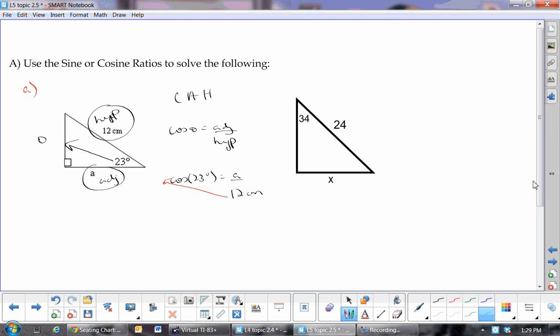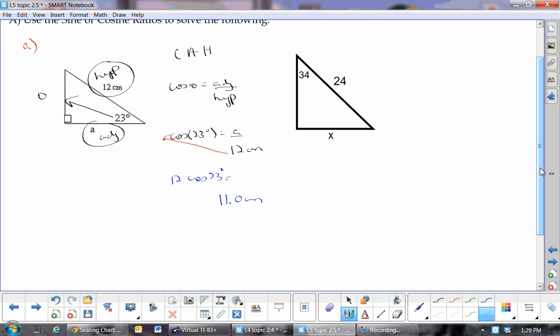Okay, so 12 times cos 23. Does it say how to round? Nope. So let's go 11.0 centimeters, because I round to the nearest tenth. It tells me my next number is definitely 4 or lower.